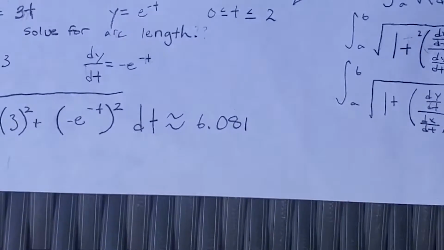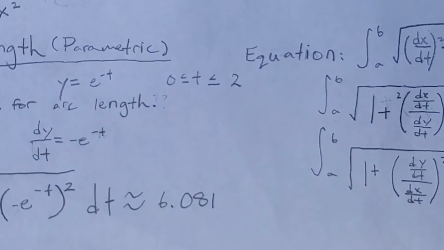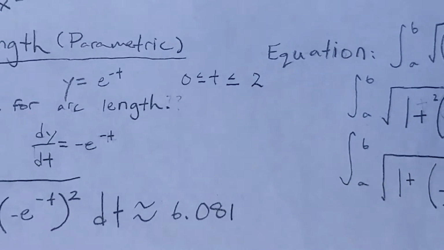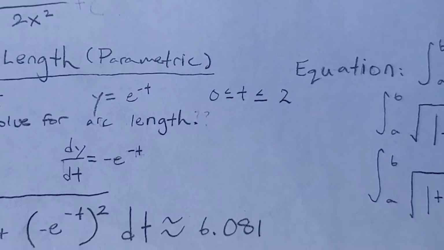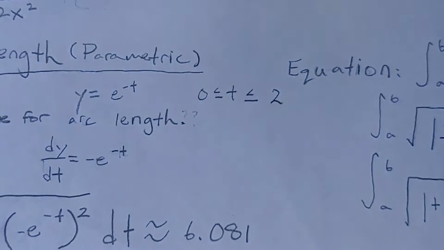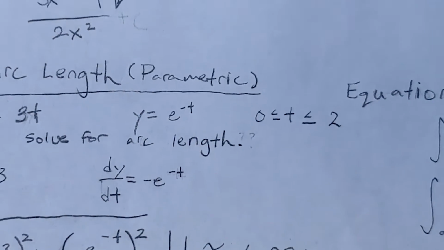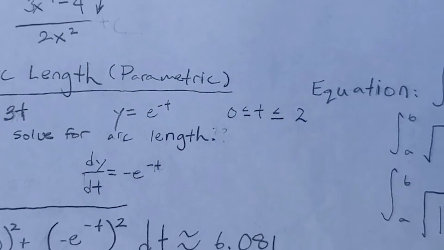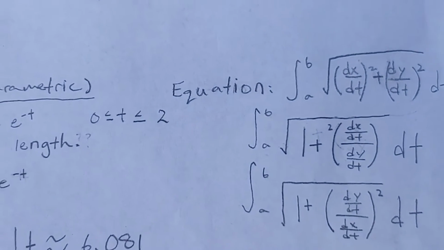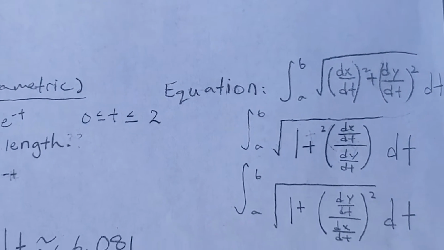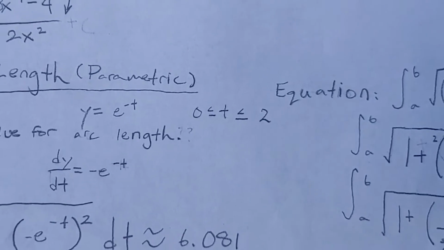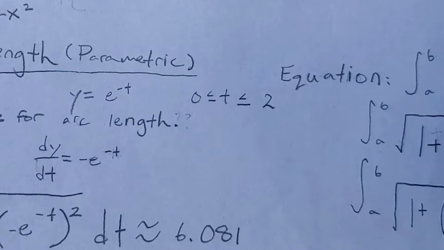Okay. This is yet another calc BC concept, solving for arc lengths, specifically a parametric problem. Now, this problem has three variables, x, t, and y. The equation is the integral from a to b of the square root of (dx/dt) squared plus (dy/dt) squared dt. Plugging in all the values, we can then solve.